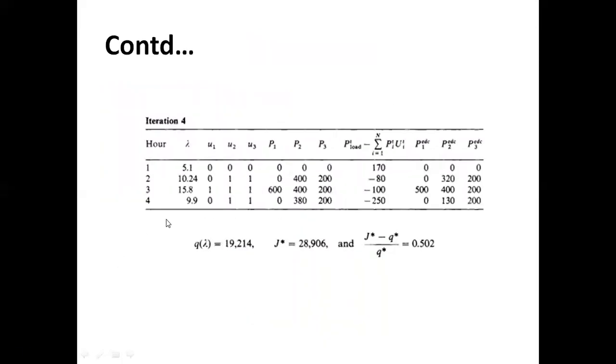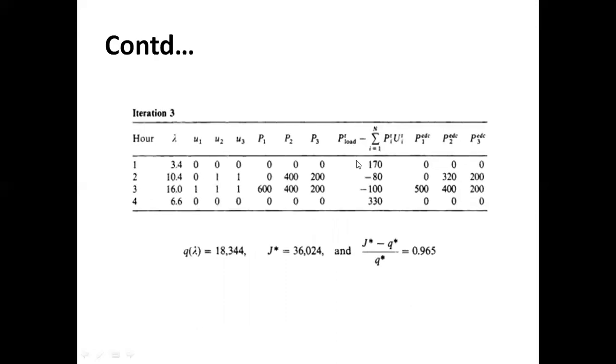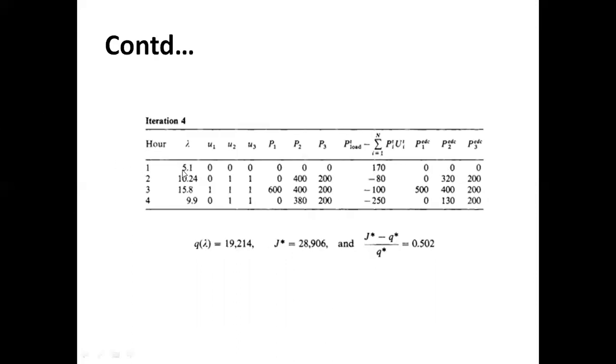In this way it is calculated. That is 3.4 plus 170 into 0.01, that is 5.1; 10.4 plus minus 80 into 0.002; 16.0 plus minus 100 into 0.002; and 6.6 plus 330 into 0.01. The values are 5.1, 10.24, 15.8, and 9.9.